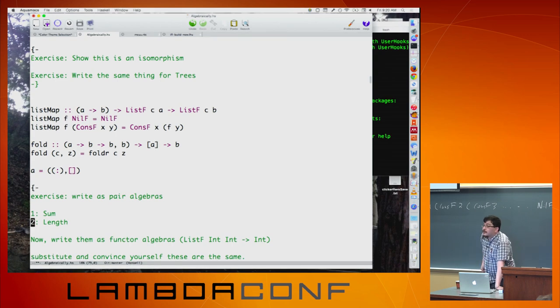This is a simple enough exercise that I've shown you how to write the function that gives you back the list as a pair of functions. Can you do that for sum and length? If you know how to do it, look at your neighbor and see if your neighbor knows how to do it, and if they don't, talk to them about it, and then take about a minute to do this. And if you're convinced that you know how to do it, then raise your hands and tell me to keep going.